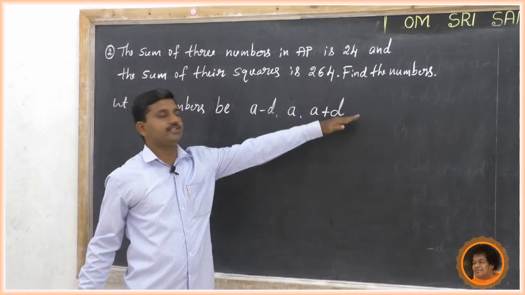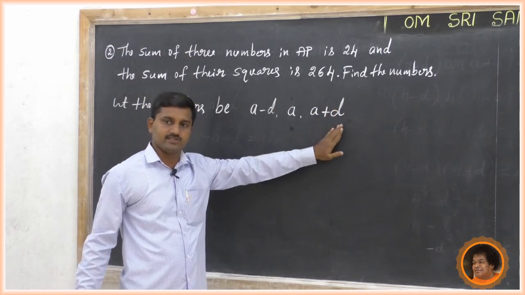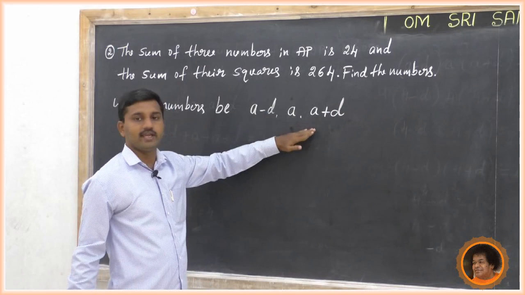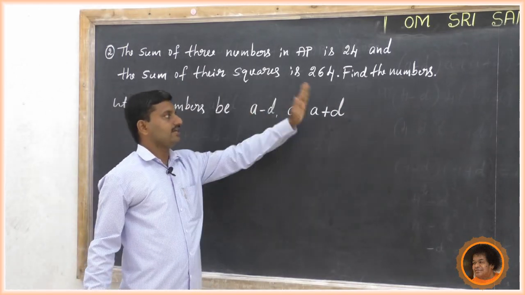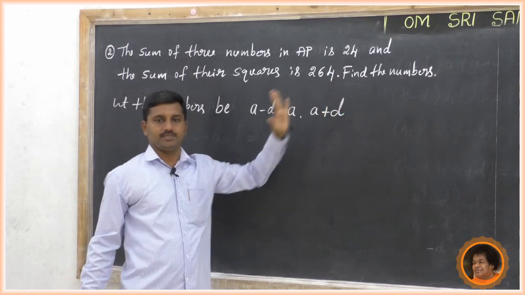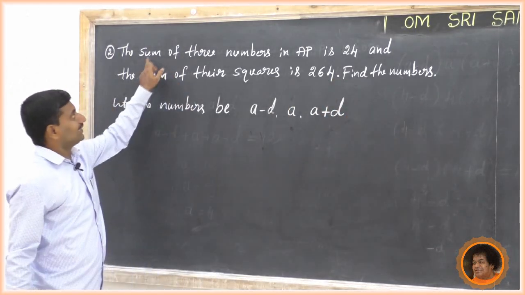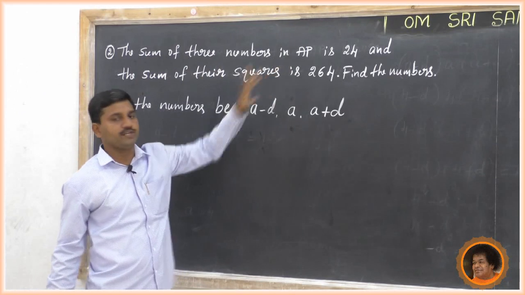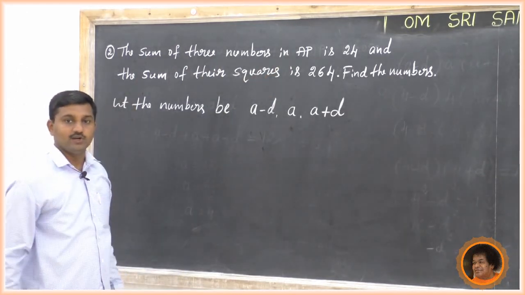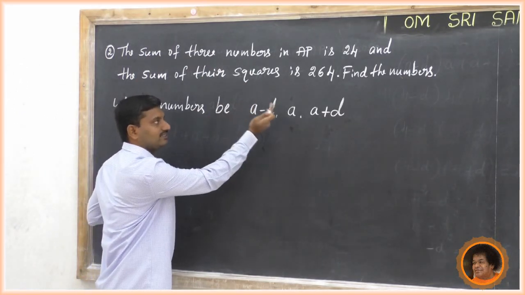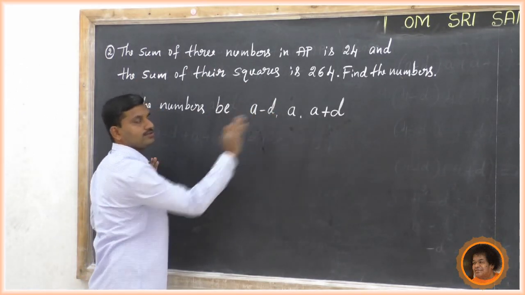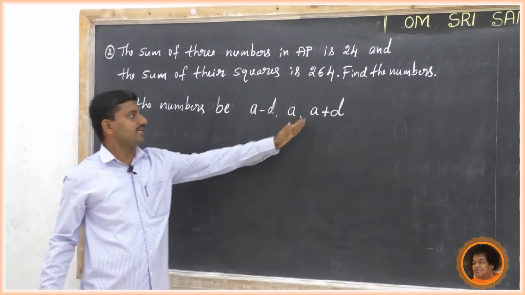What is the succeeding term of a? That is a plus d. What is the preceding term of a? That is a minus d. So a minus d, a, a plus d are in AP. The sum of the three numbers in AP is 24. Find the numbers. Find the numbers means we have to find the value of a as well as d, then substitute the values of a and d in a minus d, a, a plus d.